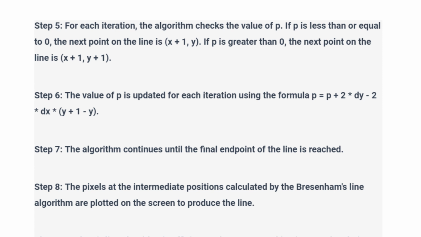Step 6. The value of p is updated for each iteration using the formula p = p + 2*dy - 2*dx*(y+1 - y). Step 7. The algorithm continues until the final endpoint of the line is reached. Step 8. The pixels at the intermediate positions calculated by Bresenham's line algorithm are plotted on the screen to produce the line.